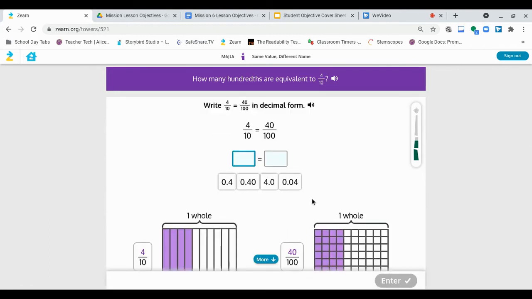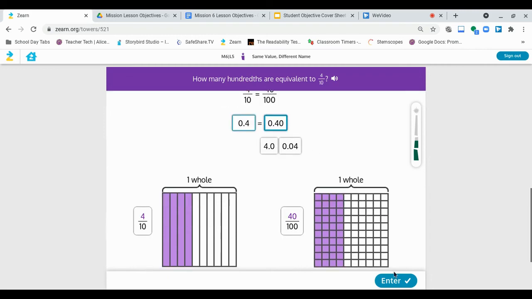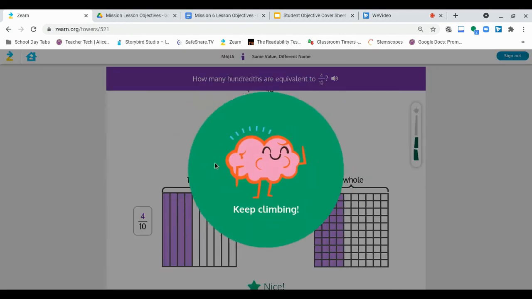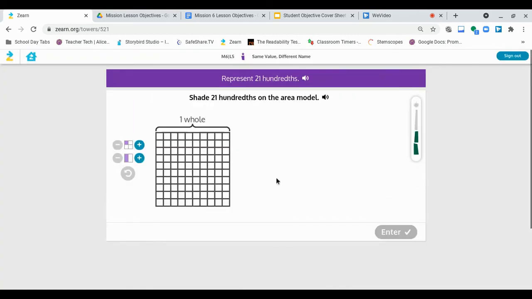Excellent. And now they want us to say it in decimal form. So how many hundredths are equal to 4/10? We want to write 4/10 is equal to 40 hundredths in decimal form. So 4/10 as a decimal looks like this. And then what does 40 hundredths look like? Well, it looks like this. These two are equal. Nice. Keep climbing.